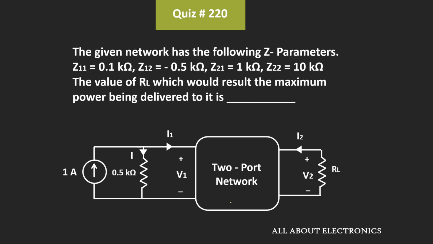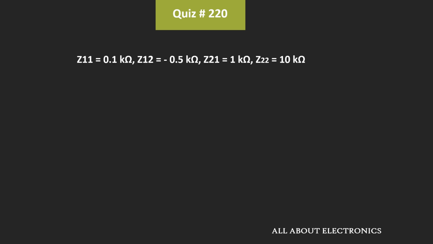So in this question, we have been given this two-port network and we have been given the Z parameters for the given network. Here, we have been asked to find the value of RL such that the maximum power gets delivered to it.